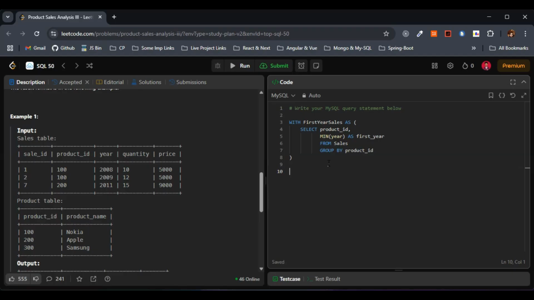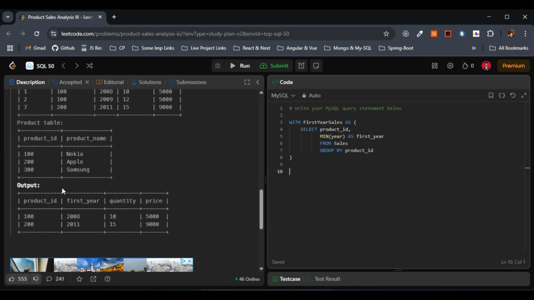The second step was, if you remember, we have to get the sales record for the first year of each product, whatever they have asked us to find out. This one: product ID, first year, quantity and price. Based on the first year of each product, we have to get the sales record, accordingly with the product ID. So that's what we will be doing in the second step.